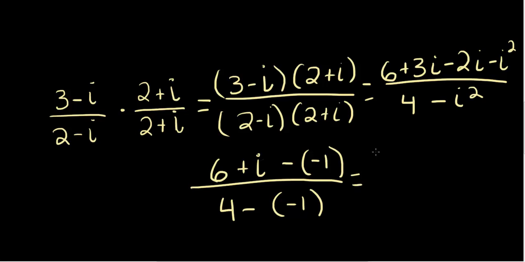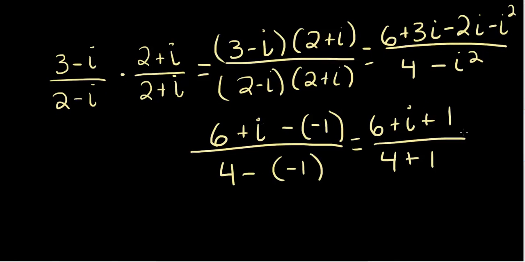So then we'll have 6 plus i, negative times negative, that's positive 1, over 4, negative times negative, that is positive 1. So one last step is going to be 6 plus 1, 7, plus i, over 4 plus 1, 5. And that's the answer.